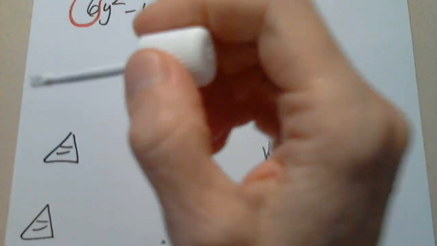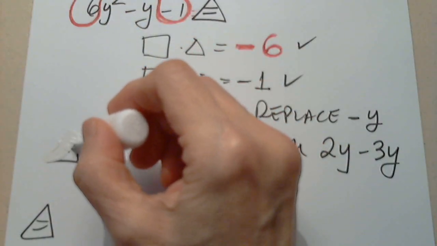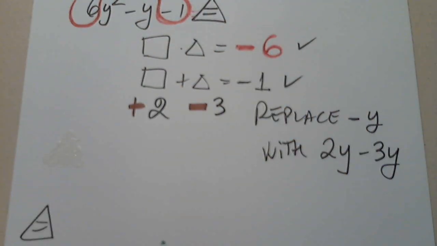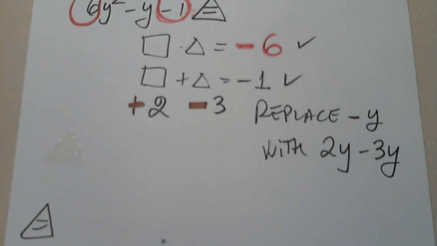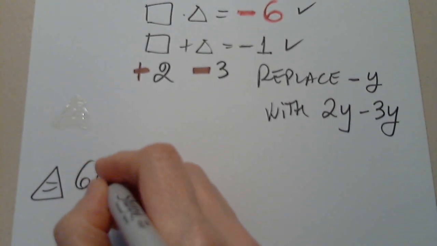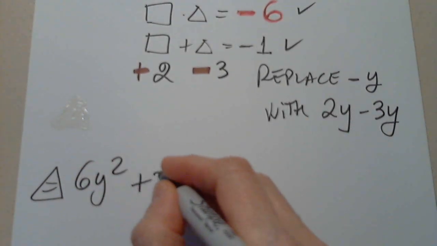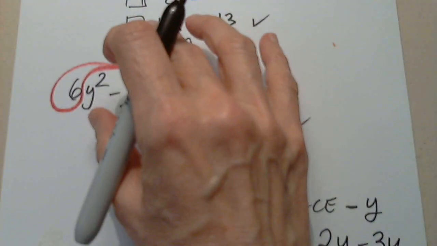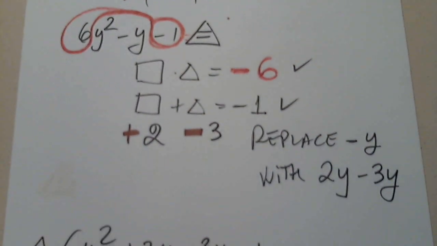We're not changing the problem. We are just replacing a term with two terms. And do not ever go backwards. So now 6y squared plus 2y minus 3y minus 1. Do not go back and combine like terms. We worked very hard to get here.